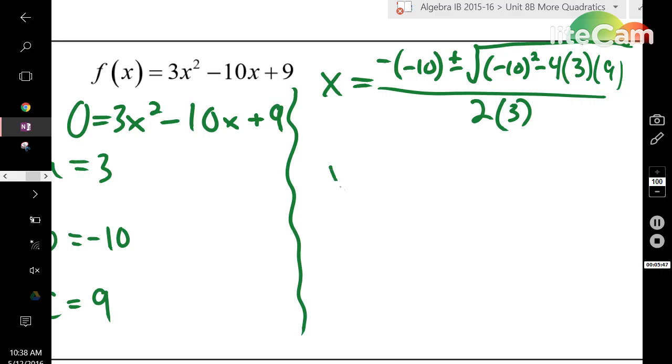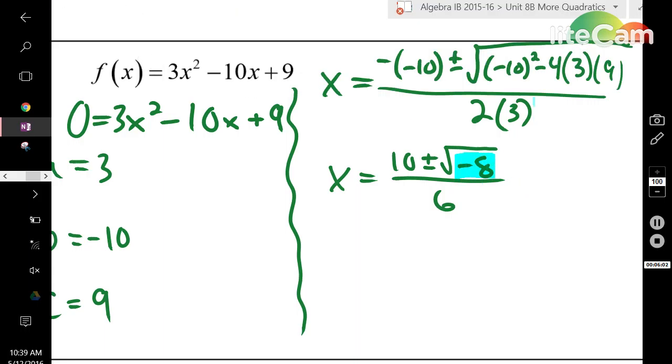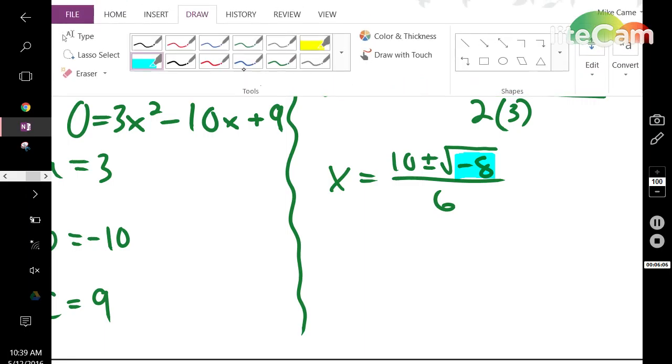Alright, evaluate. X equals negative 10 is a positive 10, plus or minus the square root. The discriminant turns out to be negative 8 all over 6. There is an issue. The discriminant is negative. You cannot square root a negative number and get a real number. You get an imaginary number.